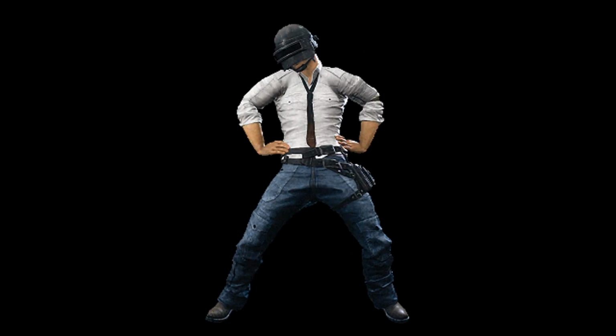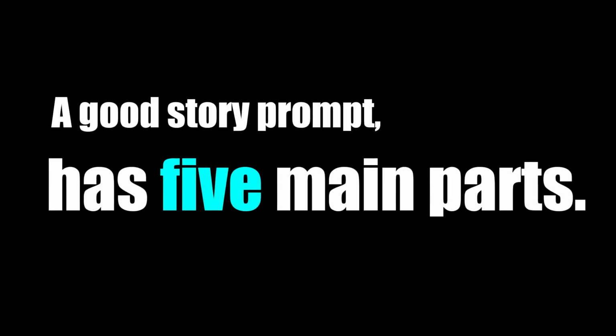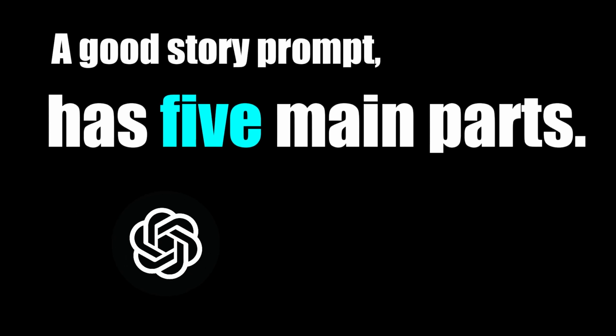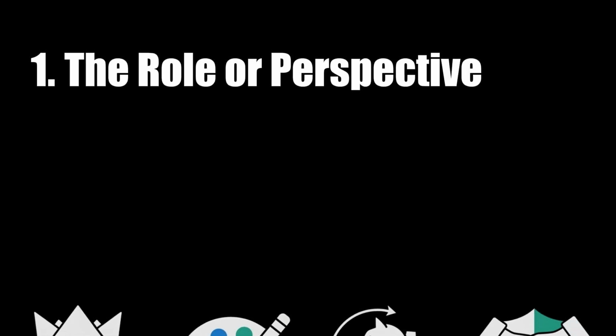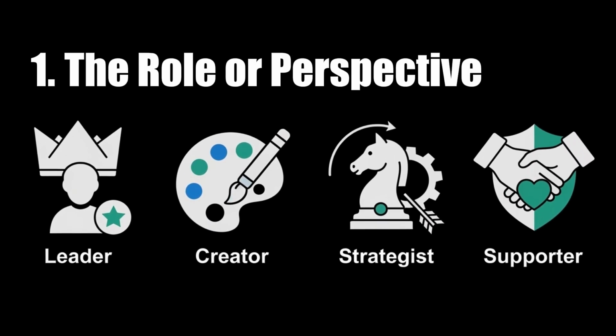All right, here's the secret sauce. A good story prompt has 5 main parts. You can literally use this with any AI model, ChatGPT, Claude, Gemini, whatever. 1. The role or perspective. Start by telling the AI who it should act as. This sets the tone and style.